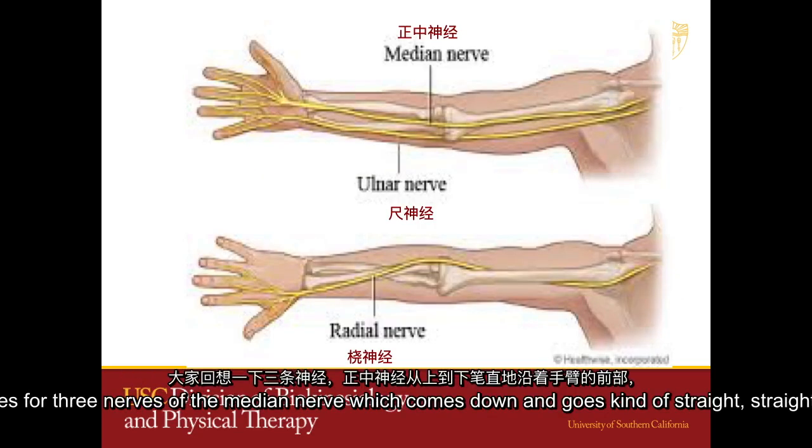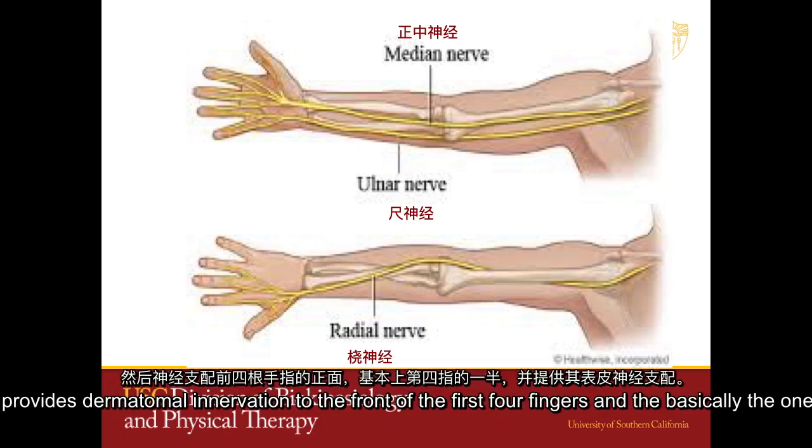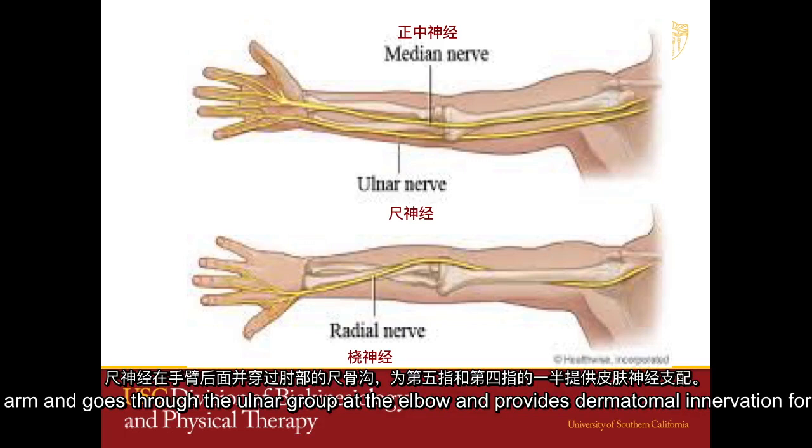So just kind of remind you of the nerves, the three nerves. So the median nerve, which comes down and goes kind of straight along the anterior portion of the arm, and then innervates and provides dermatomal innervation to the front of the first four fingers and basically the one half of that fourth finger. And then the ulnar nerve actually comes back behind the arm and goes through the ulnar groove at the elbow and provides dermatomal innervation for just the fifth finger and half of the fourth finger.